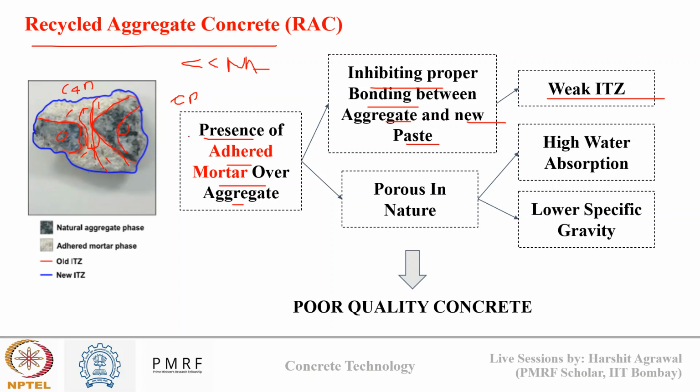And this mortar is porous in nature also. Since it is porous in nature, it has high water absorption, and it has low specific gravity. So all these reasons contribute to poor quality concreting.